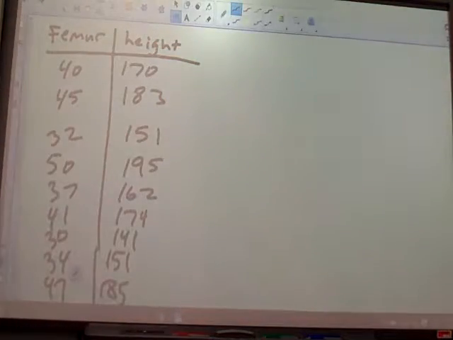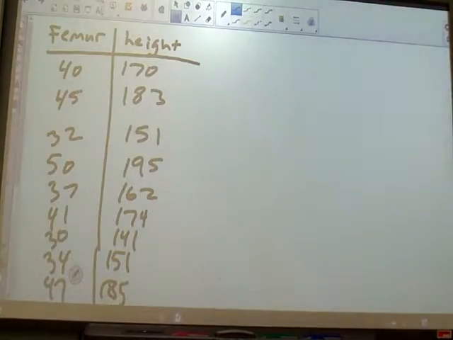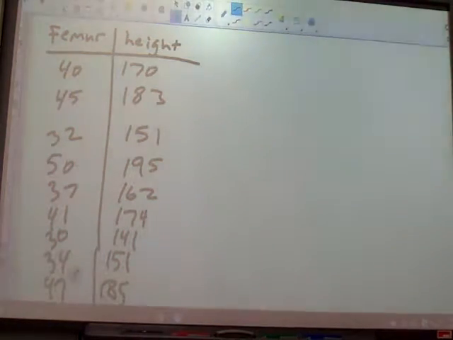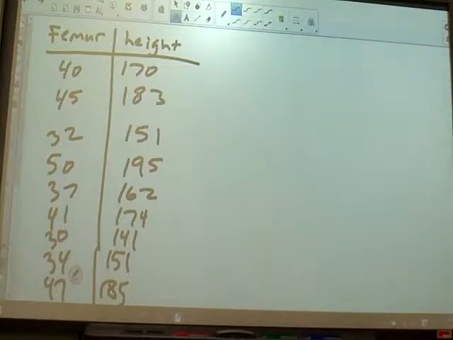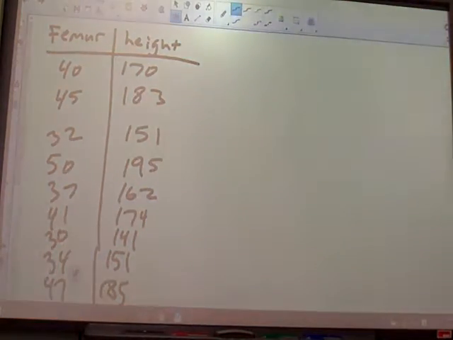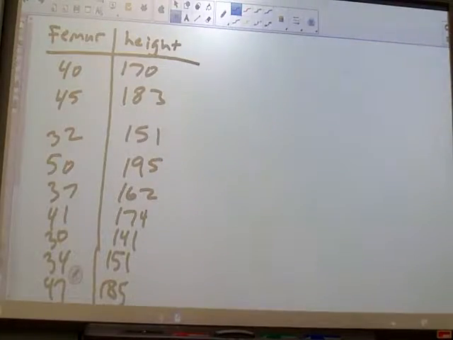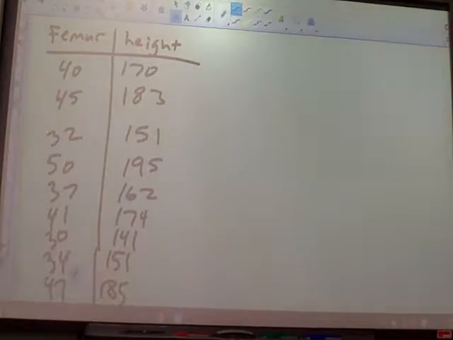So let me read what we got going on here. This says the table shows the femur length in centimeters and the height in centimeters of several people. So if you measured this person's femur and it was 40 centimeters, and then we measured how tall they were, 170 centimeters. Everybody see what we got there? It says, do the data show a linear relationship? If so, write an equation for the line of best fit.